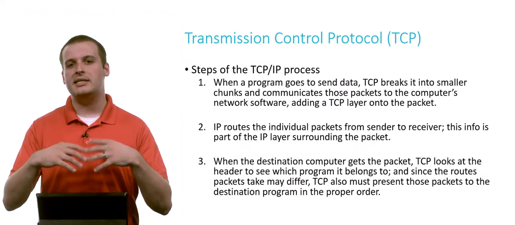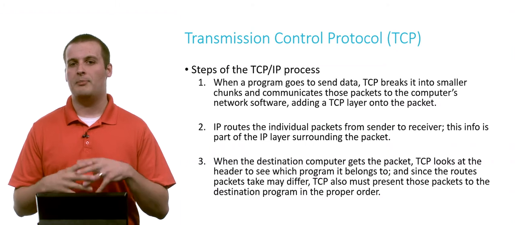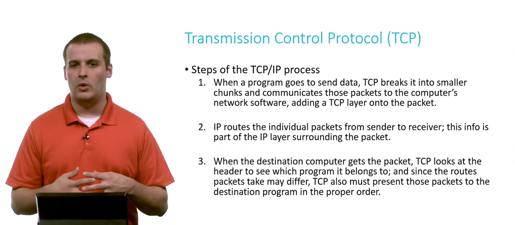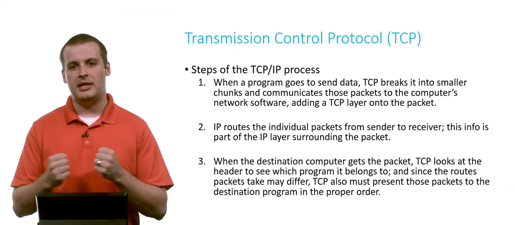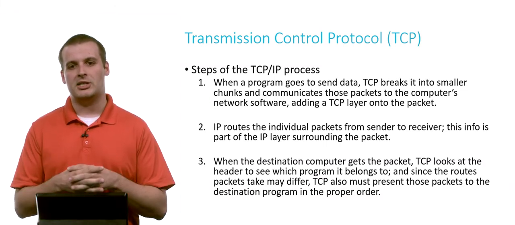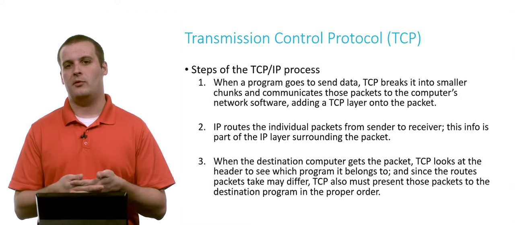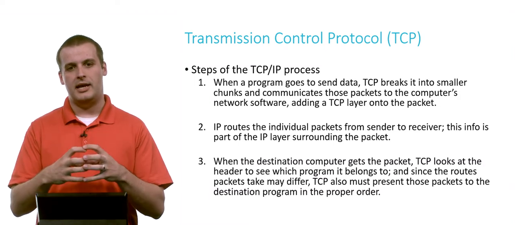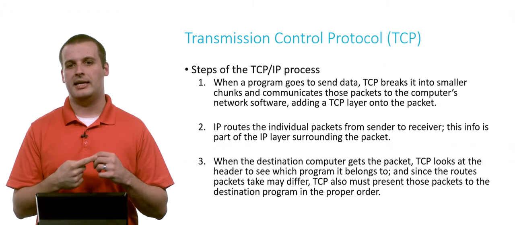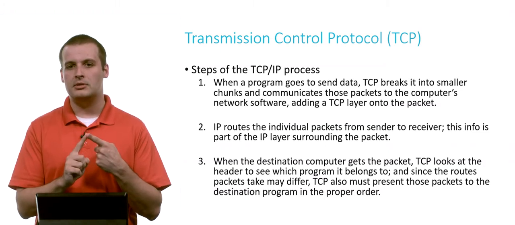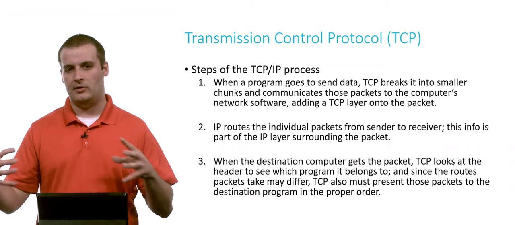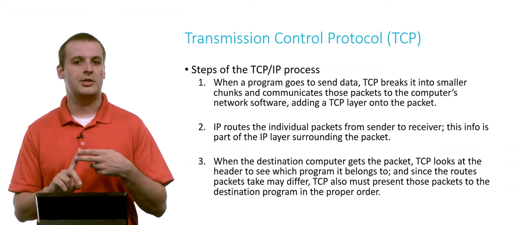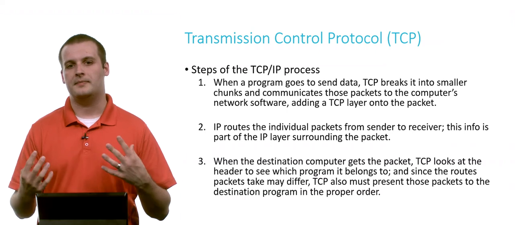So what's this TCP/IP process? What's happening with both of these protocols together? Well, let's talk about it. When a program wants to send data, TCP helps break it into chunks and communicates those packets to the computer's network software. So it takes the data and it wraps information around it that indicates what port it's supposed to go to and what order that packet is out of all. So my packet 1 of 10, 2 of 10, 3 of 10, and so on.